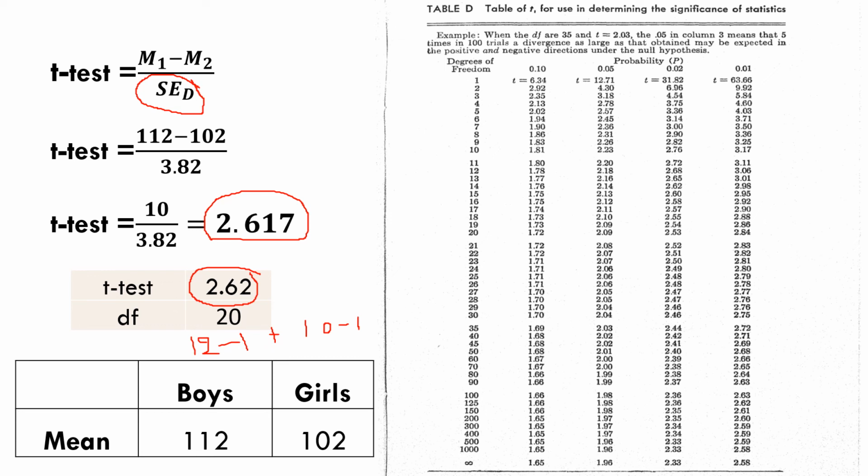Now we see whether it is significant at the 0.05 or 0.01 level or not. With 20 degrees of freedom, we look at this row and we have the value 2.53. Our value is larger than 2.53 but smaller than 2.84. So it means it is significant at the 0.02 level. So now we can say that boys are significantly better on pro-social behavior in comparison to girls.